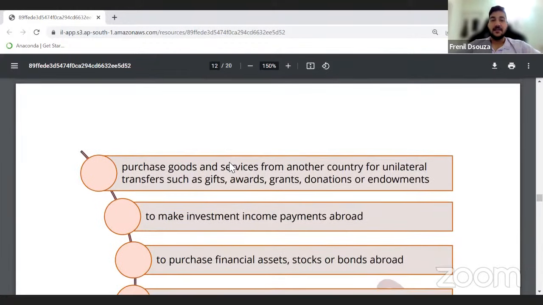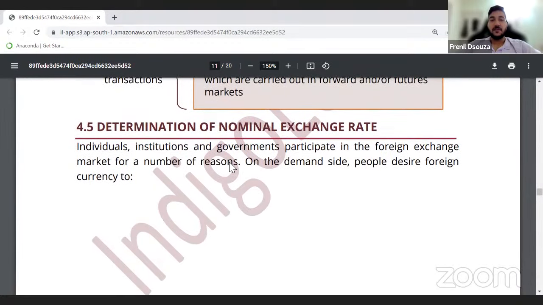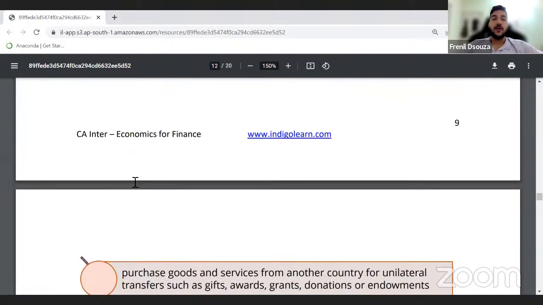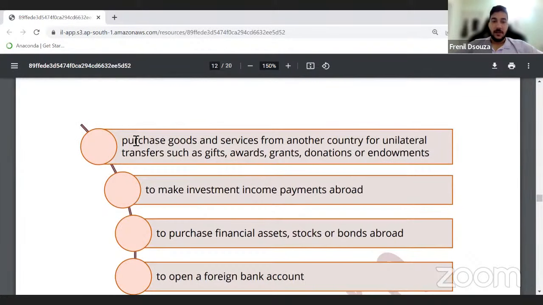Next, let us understand when I say demand, right? There is a demand for currency. Why do people demand foreign currency? That question will come. This is an important question from examination point of view, right? People desire foreign currency too. Okay, mark that important. Why do they want it? First, to purchase goods and services from another country, for unilateral transfers such as gifts, awards, right?